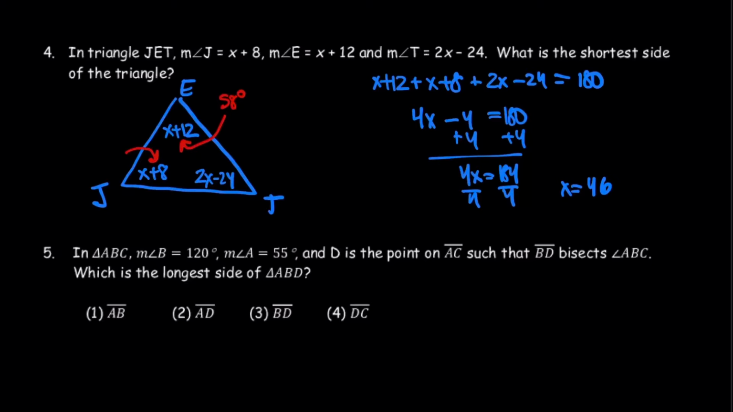This one right here is going to be 46 plus 8, so that's 54. And that one there is going to be 2 times 46, so that's 92 minus 24, that's going to be 68. The shortest side is going to be opposite the smallest angle. So I have to pick the smallest angle, which is going to be this one, 54. Then you go across. So this right here, ET, is going to be my shortest side.